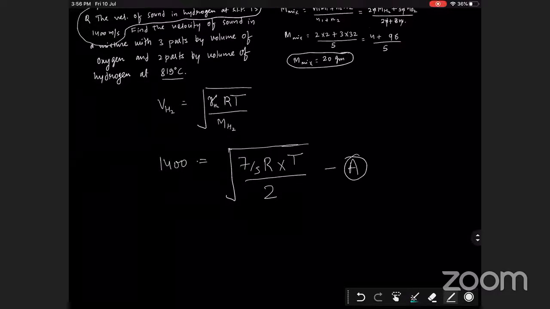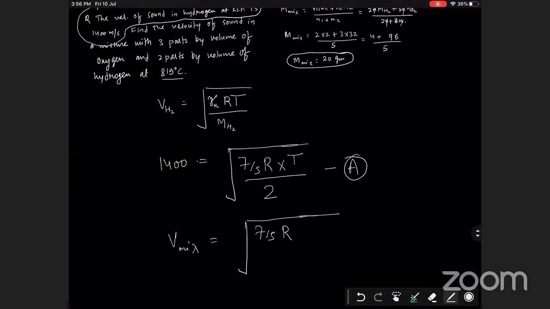Okay, now for the mixture. For the mixture, oxygen and hydrogen both are diatomic, that's why gamma will remain 7 by 5 R. And the temperature is 819 plus 273, how much is that? 1092 Kelvin.